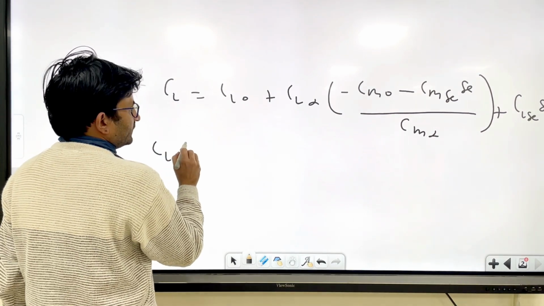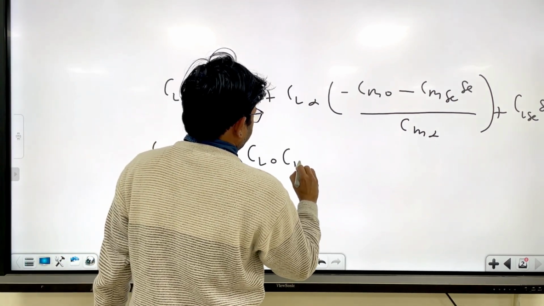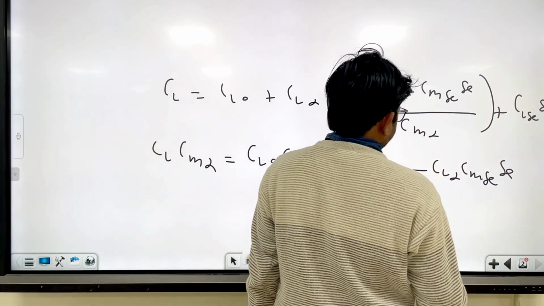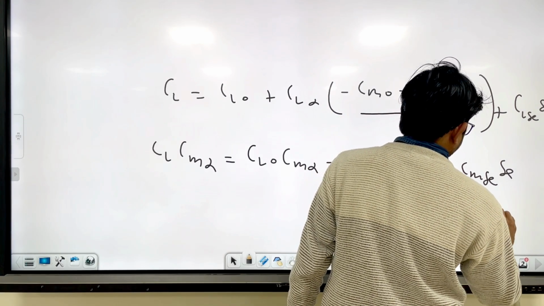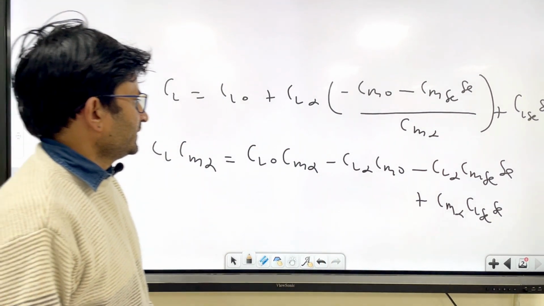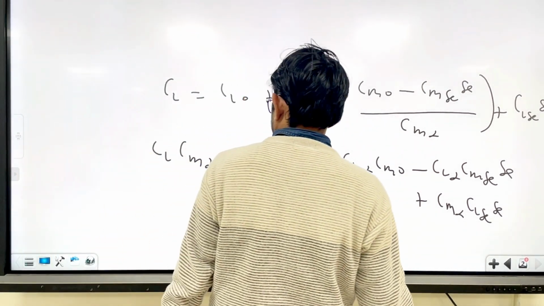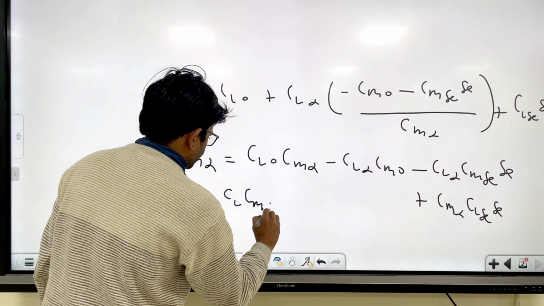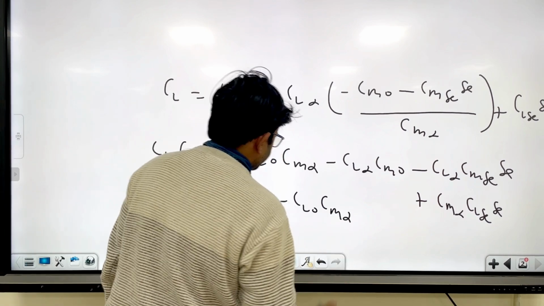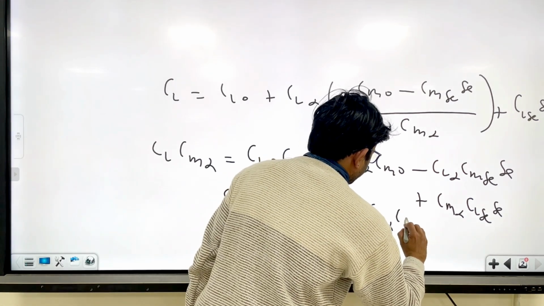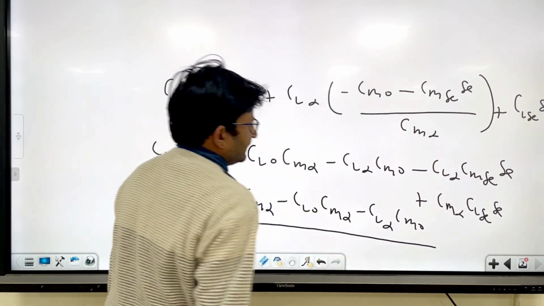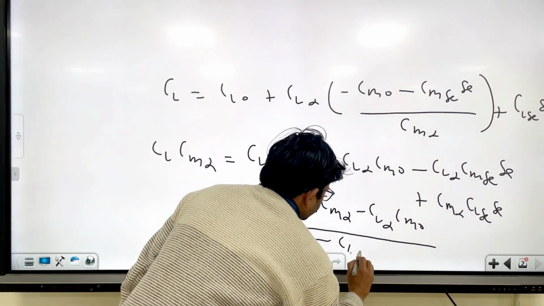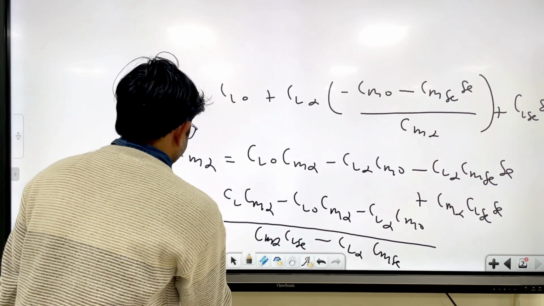If you simplify, you will get Cl into Cm alpha equals Cl naught Cm alpha minus Cl alpha Cm naught minus Cl alpha Cm delta E into delta E plus Cm alpha Cl delta E into delta E. You take the delta E term to one side, and what you will get is delta E equals Cl Cm alpha minus Cl naught Cm alpha plus Cl alpha Cm naught, divided by Cm alpha Cl delta E minus Cl alpha Cm delta E.